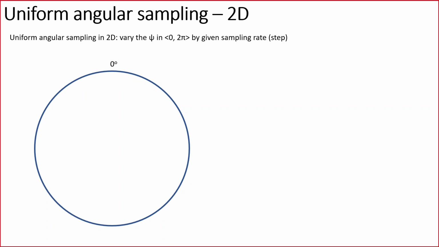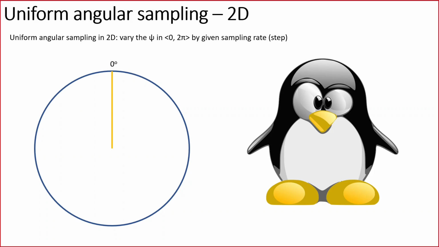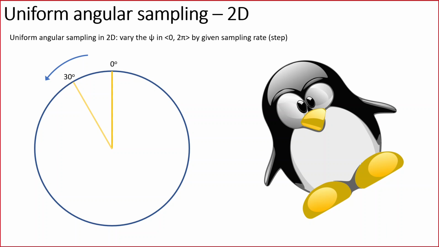Now, again, some things look easy, some things are not that easy. Making a uniform angular sampling in 2 dimensions is quite easy. We take our psi angle and rotate it in the range of 0 to 2 pi radians by a given sampling rate, so the sampling rate will be our step. We have our image at 0 rotation, this nice penguin on the right, and then we want to rotate our penguin by 30 degrees, so we make a 30-degree rotation.